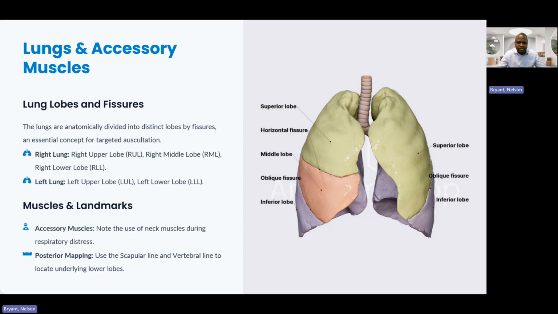Also note that using accessory neck muscles is a prominent clinical indicator of acute respiratory distress if you notice that on your patient when you're assessing them.